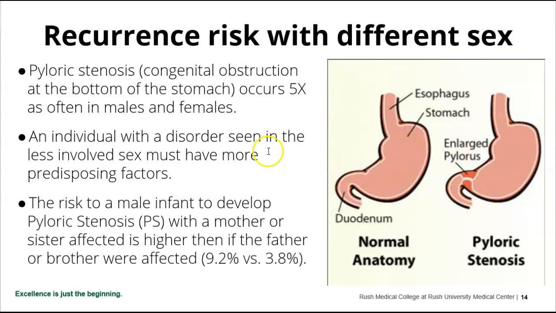An individual with this disorder in the less involved sex, such as a female, has more predisposing factors. So, what that means is the risk for a male infant to develop pyloric stenosis, if the mother or sister had pyloric stenosis, is far higher than if the father or brother had it. So, if the mother or sister had it, his risk is 9.2% versus 3.8% if it was his father or brother. And again, these are not empiric risks, these are recurrence risks based on looking at populations.